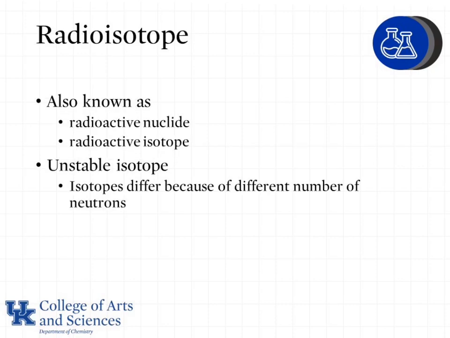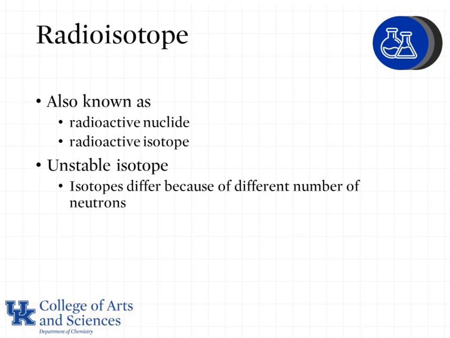A radioisotope is an isotope that is radioactive. It can also be called a radioactive nuclide or a radioactive isotope. The key feature is that it is an unstable isotope. Remember that isotopes differ because of a different number of neutrons.